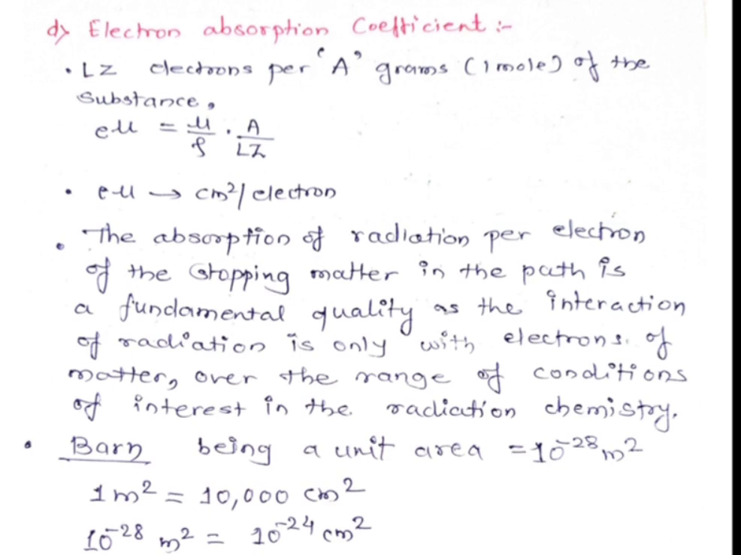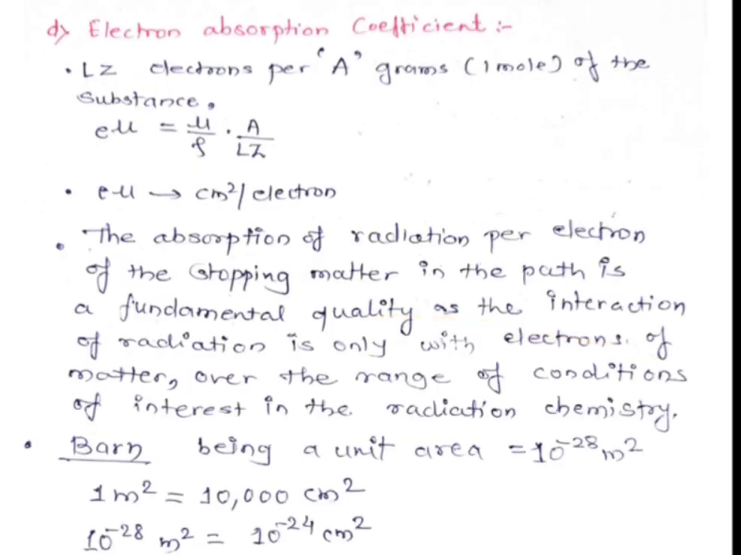Here the barn is the most important unit to calculate the electron absorption coefficient. So 1 barn is equal to 10 raised to minus 28 meters square. Barn being a unit of area, it is equal to 10 raised to minus 28 meters square. We know 1 meter square is equal to 10,000 centimeters square. So 10 raised to minus 28 meters square is equal to 10 raised to minus 24 centimeters square. So 1 barn is equal to how much centimeter square? It is 10 raised to minus 24 centimeters square.